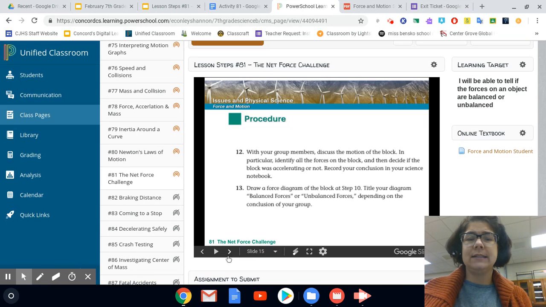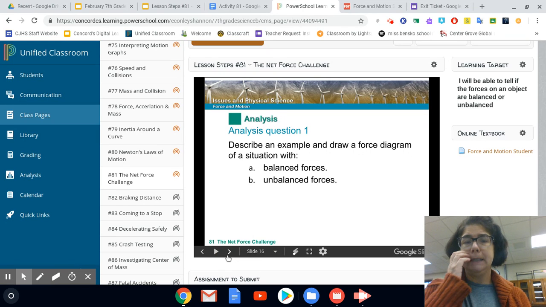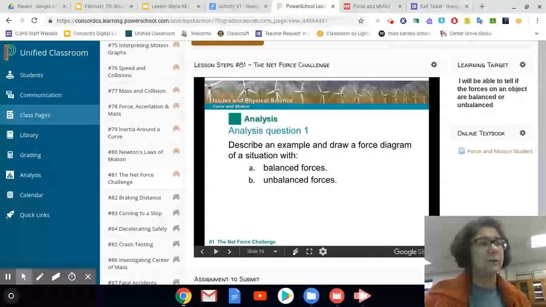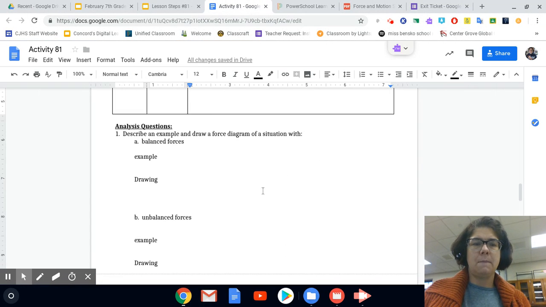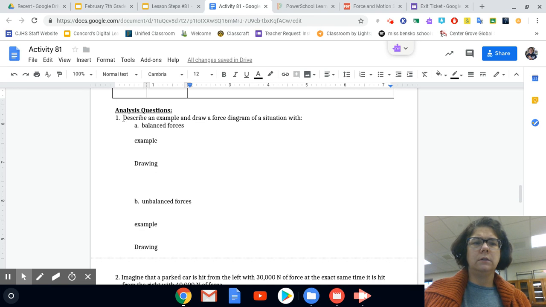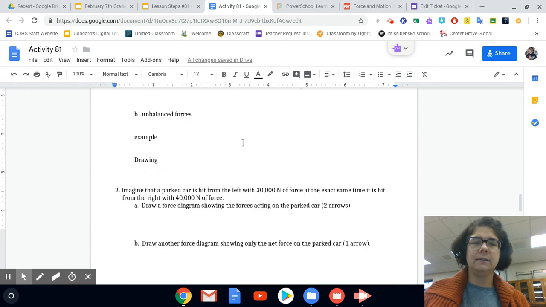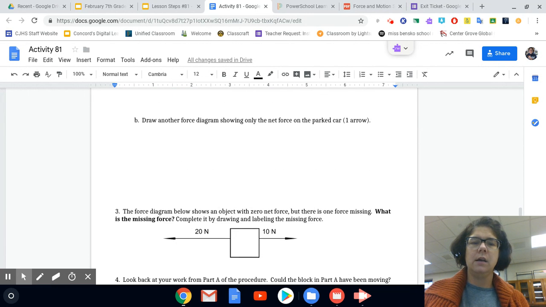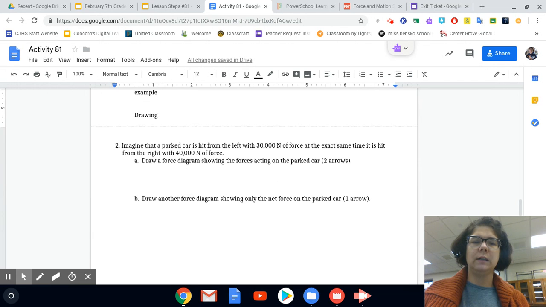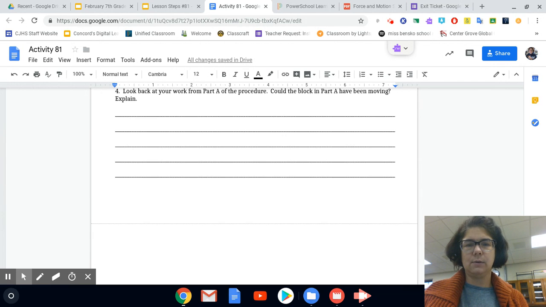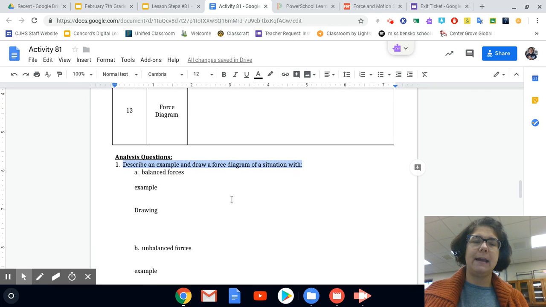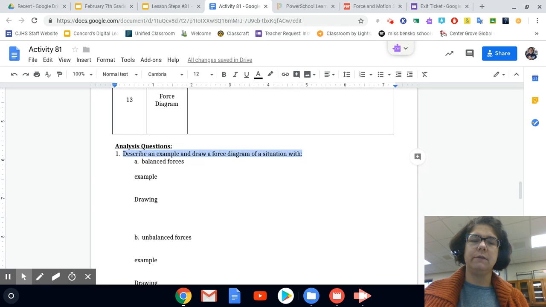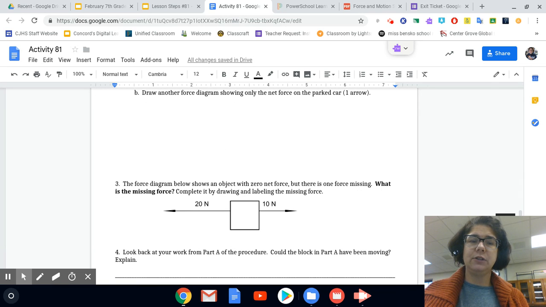After you are finished with step 13, you need to go on to the analysis questions. Okay, the analysis questions are found in your textbook, but they're also found on your paper. Okay, so these analysis questions are the same as your textbook. So as your group, you will want to go ahead and answer these analysis questions based on what you learned from part A, B, and C of this lab. If you have any questions, let me know.